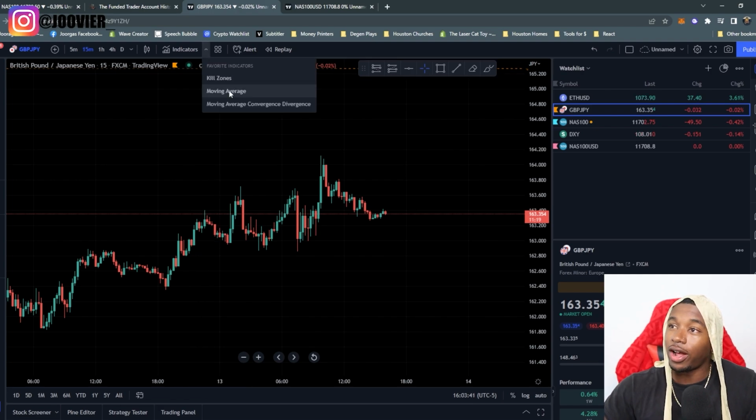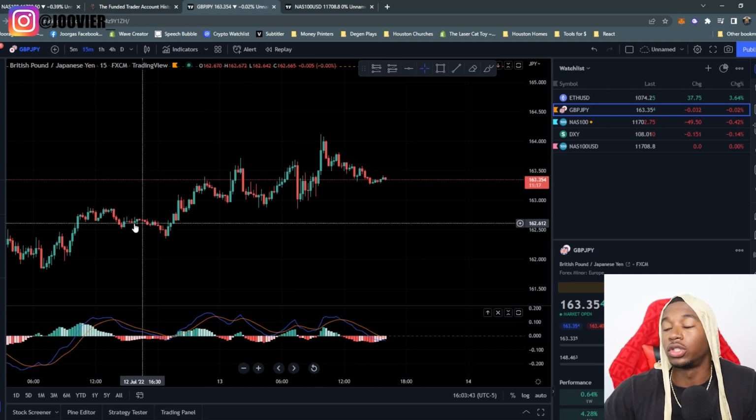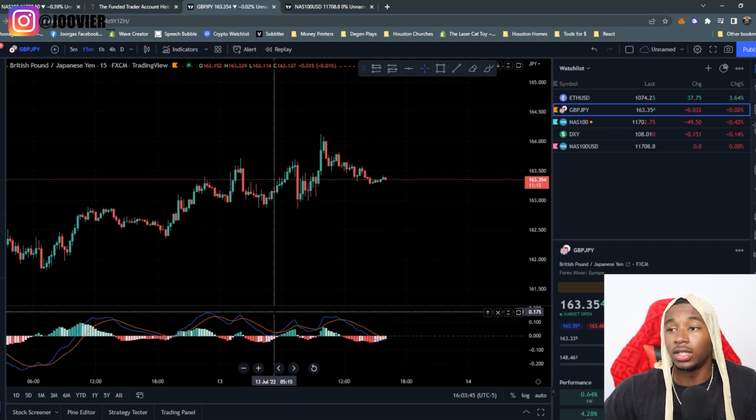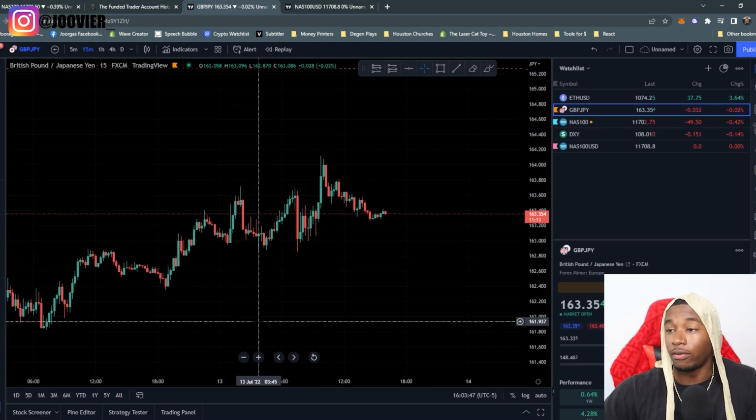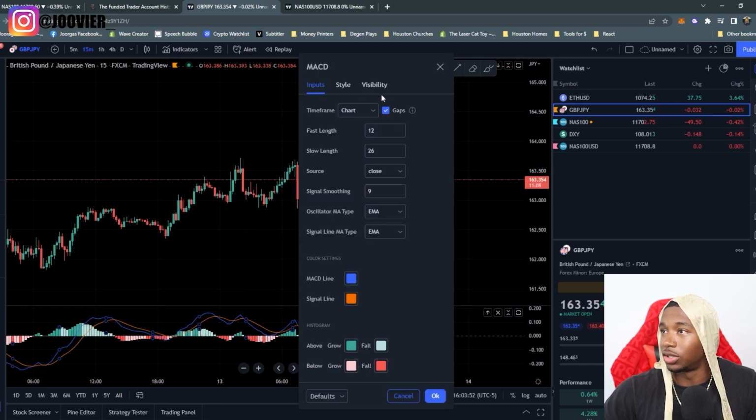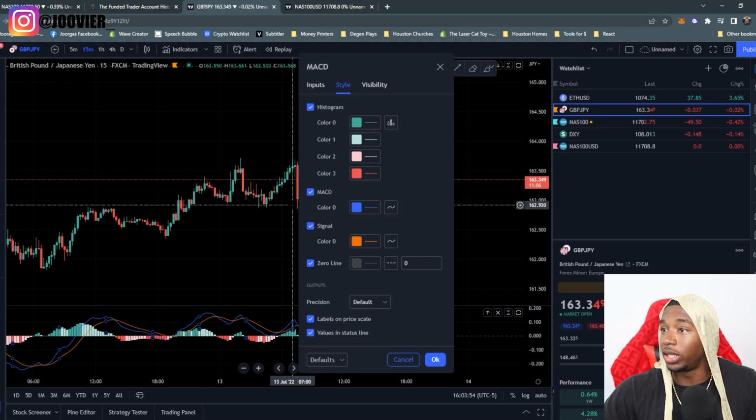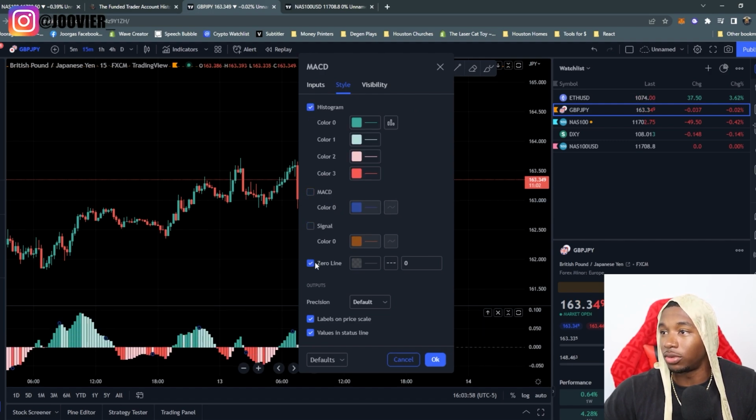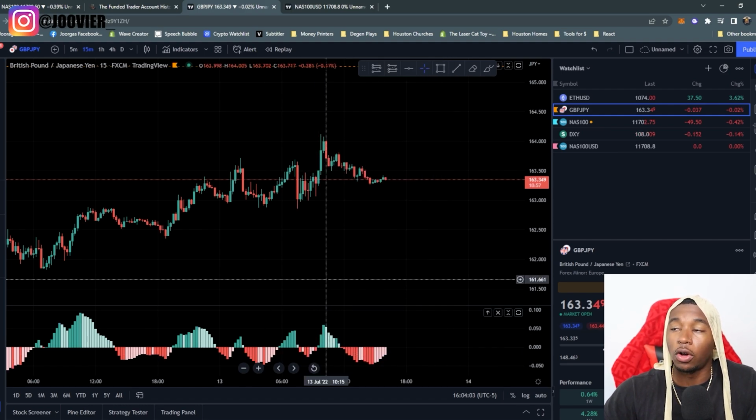The next indicator I have is this moving average divergence thingy, and all it is really, I don't even use the moving average part. Let me put the settings on this. All I do is take off all three of these. I don't need none of this stuff. I just want the histogram on here.